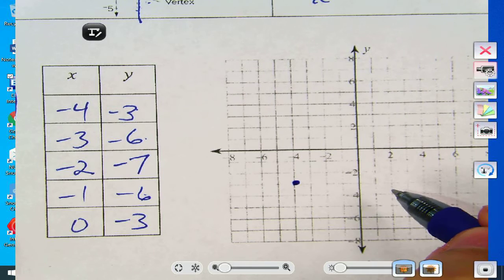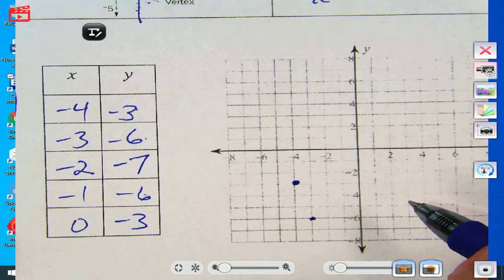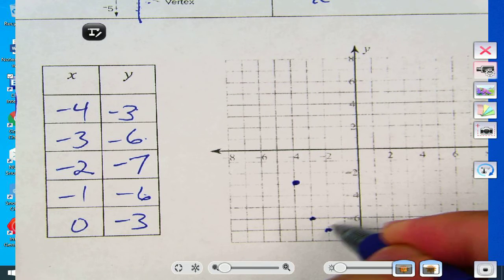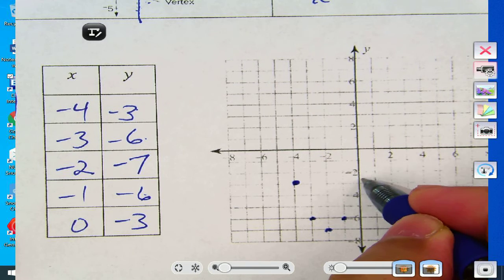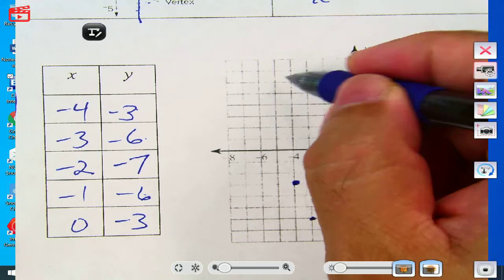The domain for all of these is all real. That's not going to change until probably the fourth quarter. All the functions we're dealing with, oh, I just lied. We're going to study square roots soon.